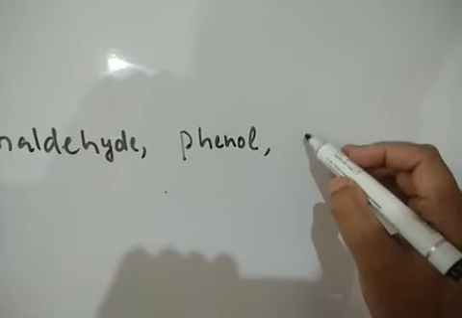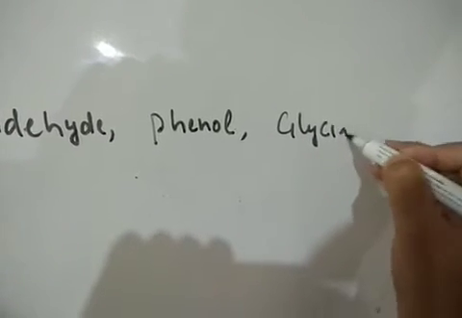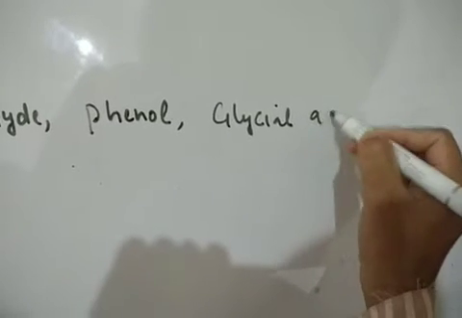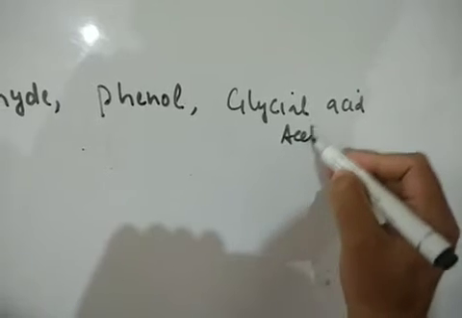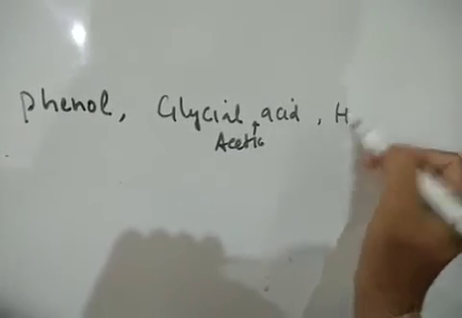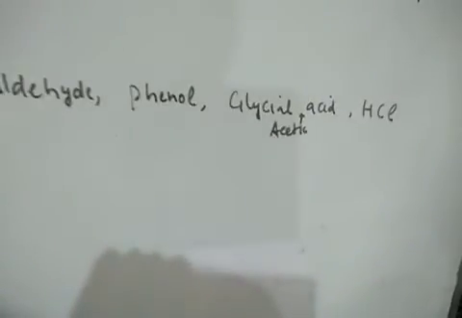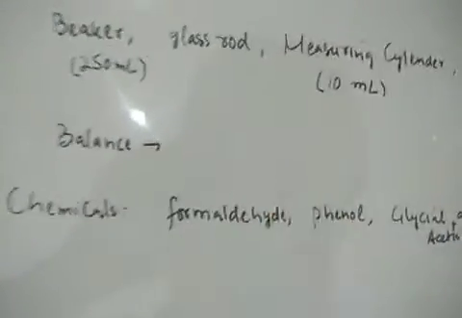For the acid we use glacial acetic acid. And we will also use HCl, which is normally available in the market. So these are the basic chemicals we will require. Now, how we will prepare this? That we will go to in the steps now.